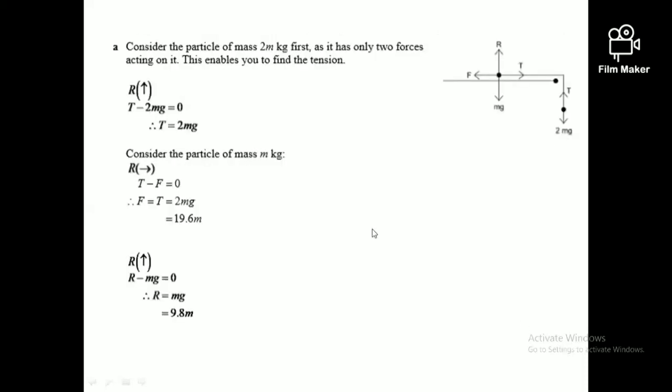Let's go ahead with this, right? We know that if you consider the forces over here, the mass is 2 mg and the tension is over here.